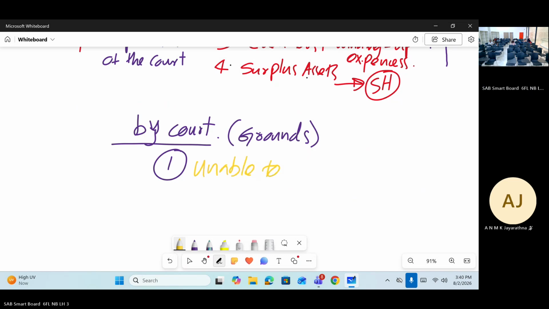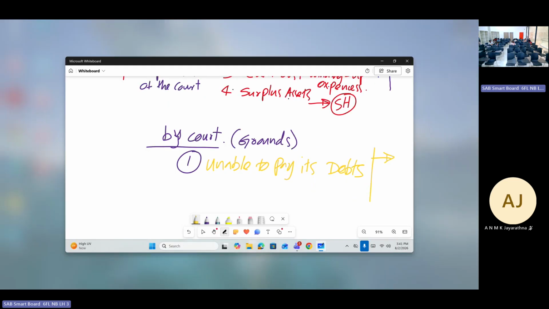Unable to pay its debts. Then actually, not only the company, but also a director, shareholder, creditor, or the registrar of companies can make an application to court to liquidate the company by court. There are several persons recognized. It is not confined to shareholders. Creditors can make an application.